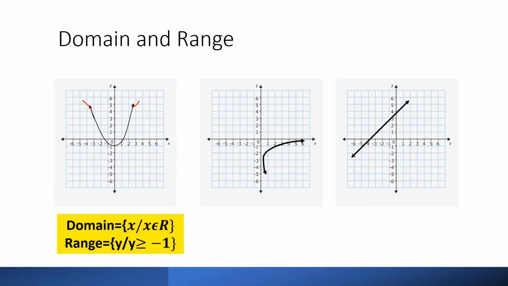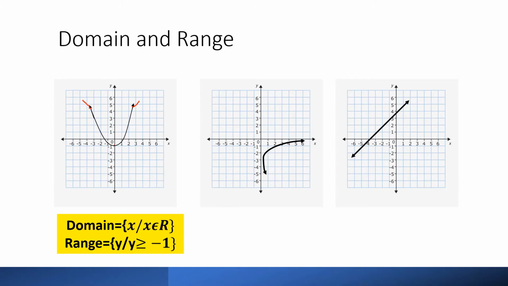Ang range naman, sabi niya, is greater than or equal to negative 1. So, yung graph, dumaan siya dito sa negative 1 and all numbers pataas. So, greater than or equal to negative 1. That's why we have our range, any numbers greater than or equal to negative 1. Now, let us take a look at the second graph.